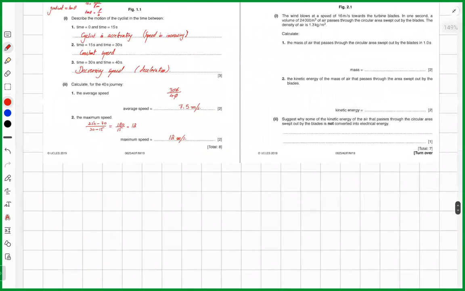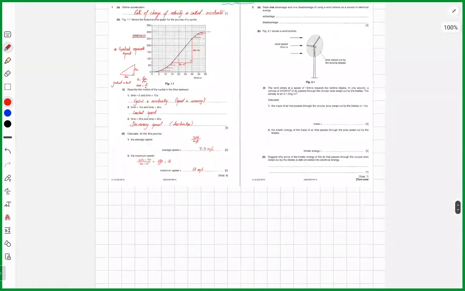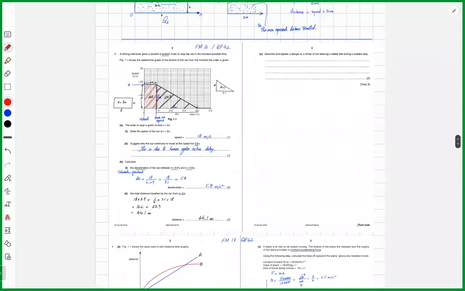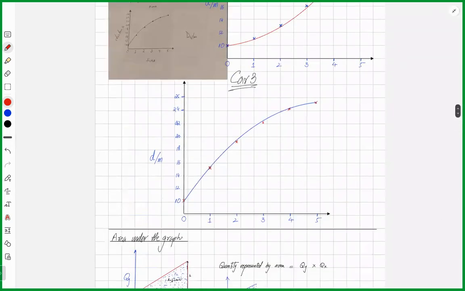Now, this was because some of the students said that they had difficulties in graphs. So we did more graph questions.